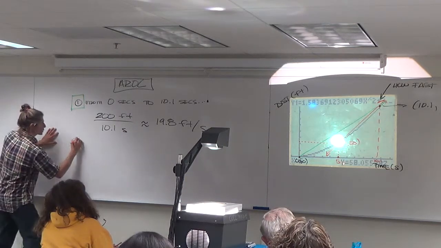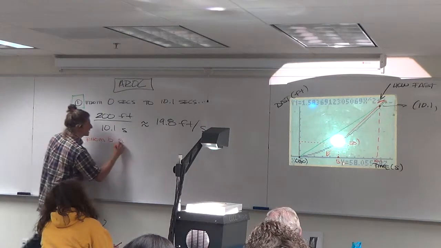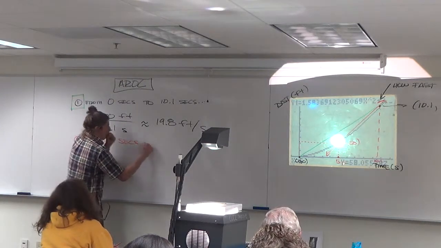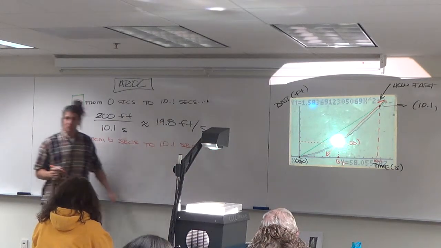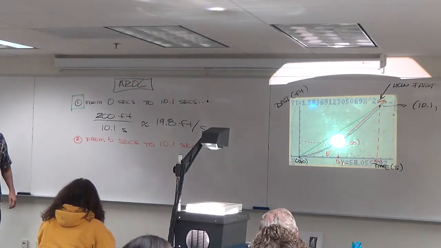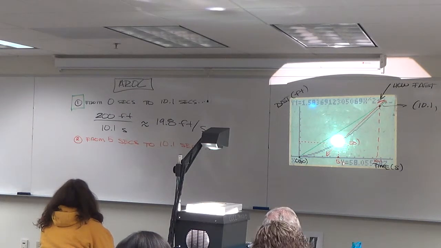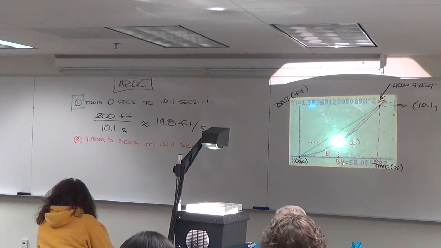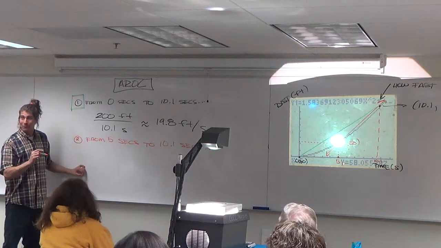So now, number 2, the average rate of change from 5 seconds to 10.1 seconds. How much distance did I cover? Looks like I covered 142 feet. You see how I just did that, friends? No. That's okay, we'll do it right now.